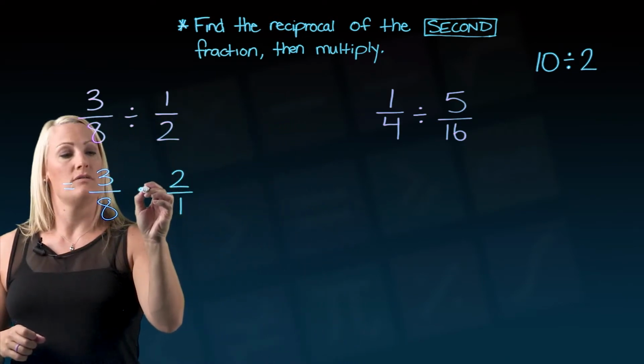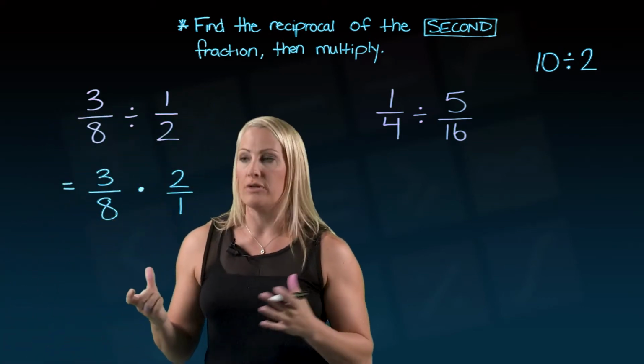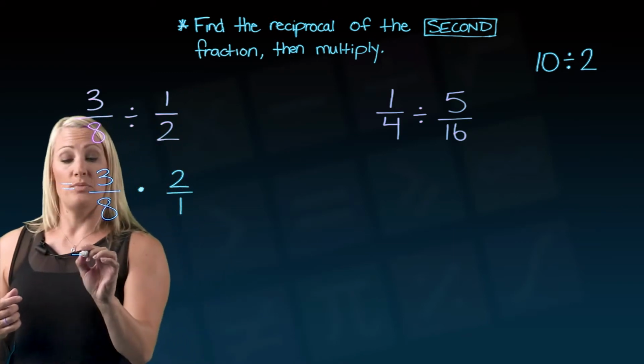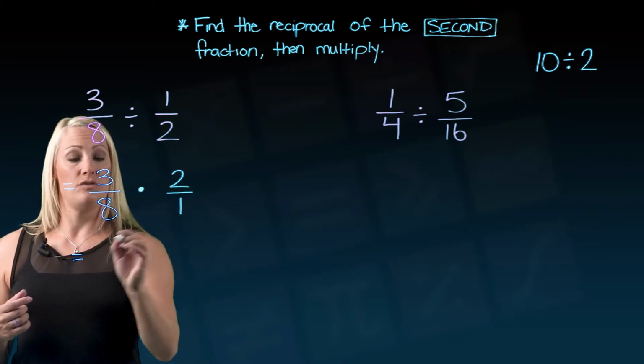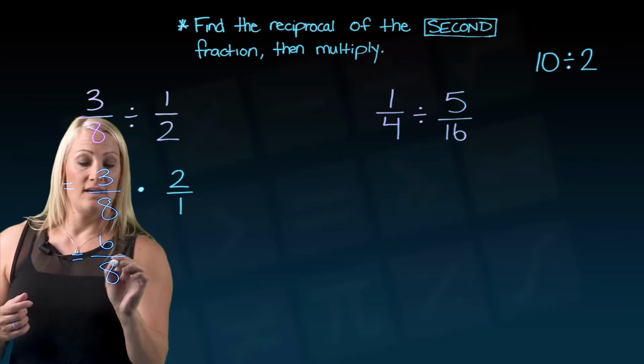And if you know me, you know that I like to use a dot for multiplication so it doesn't get confused with the variable x. And now, it's just a multiplication question. I multiply straight across. 3 times 2 is 6. 8 times 1 is 8.